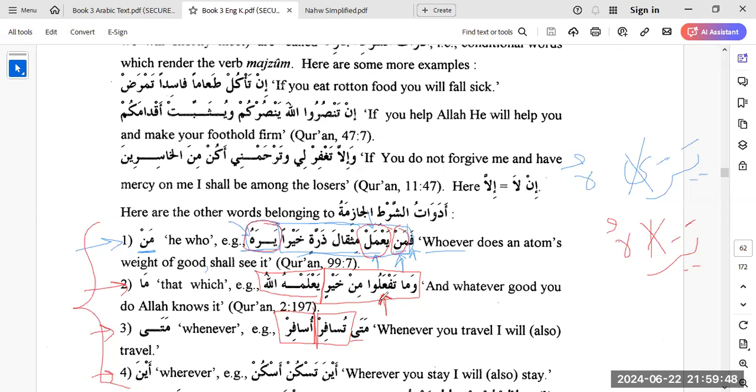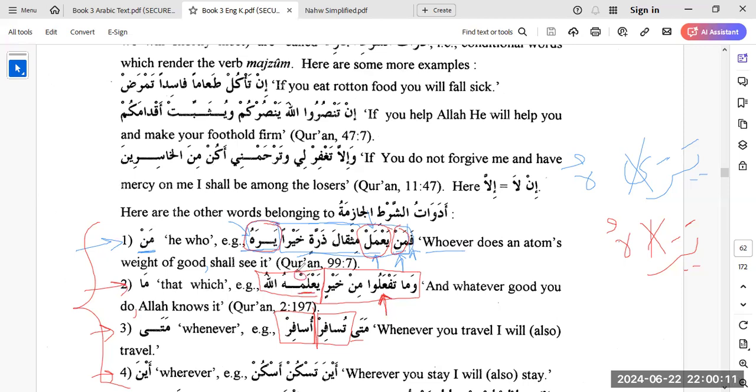bihazfi noon. Min khairin. Ma here would mean whatever, not what. وَمَا تَفْعَلُوا مِنْ خَيْرٍ. Min khair means from the good. Whatever good you do, and you put a comma here, يَعْلَمُهُ اللَّهُ. Allah knows it. We didn't say يَعْلَمُ. يَعْلَمُ. It is majzoom. Right?